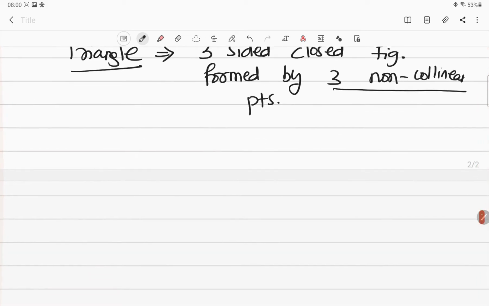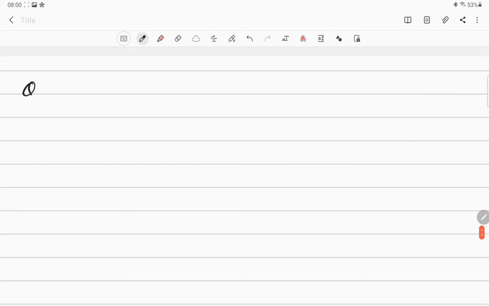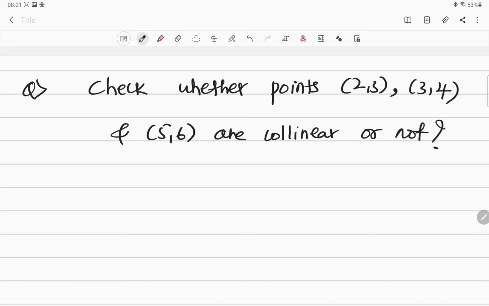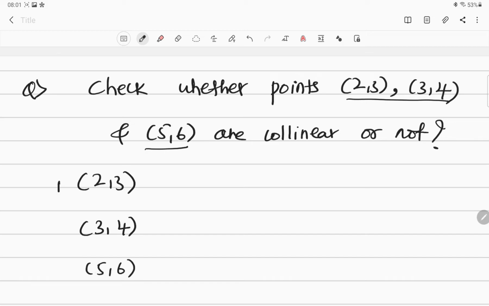If they ask you in the exam to check whether the points (2, 3), (3, 4) and (5, 6) are collinear or not, what you have to do is assume that these are the vertices of a triangle. Call this one (2, 3), this one (3, 4) and this one (5, 6). I don't know whether these are collinear or not.